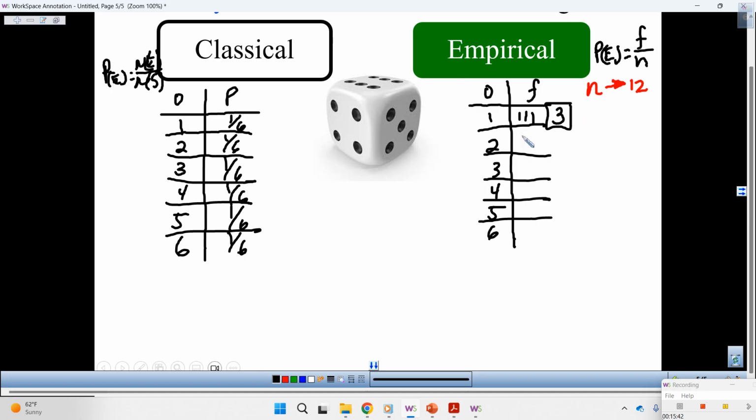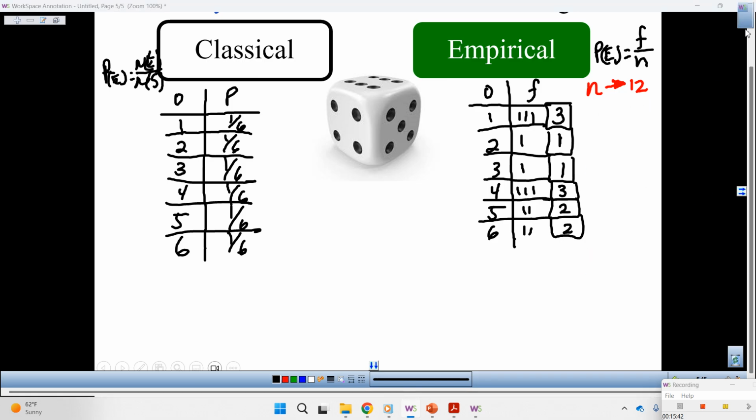For 2? For 3? For 4? For 5? And for 6? Okay. Not bad, not bad. And you guys already wrote your numbers here as to what you got, yes? So that was good at n equals 12.